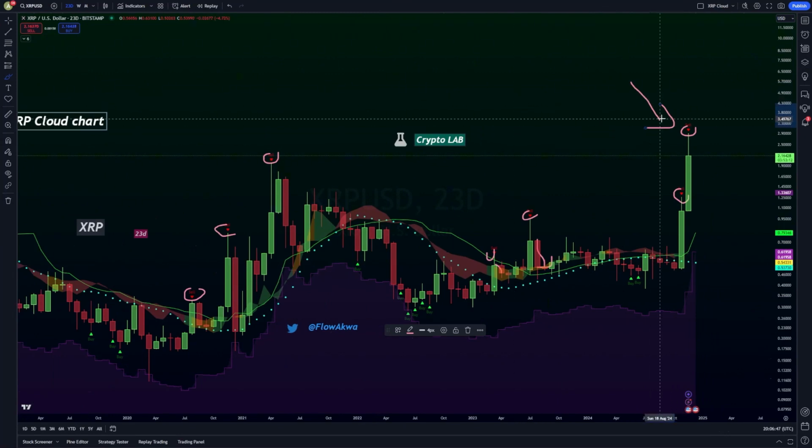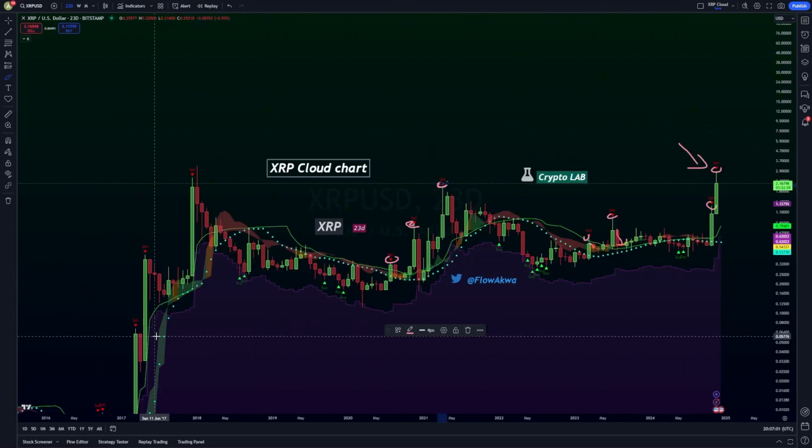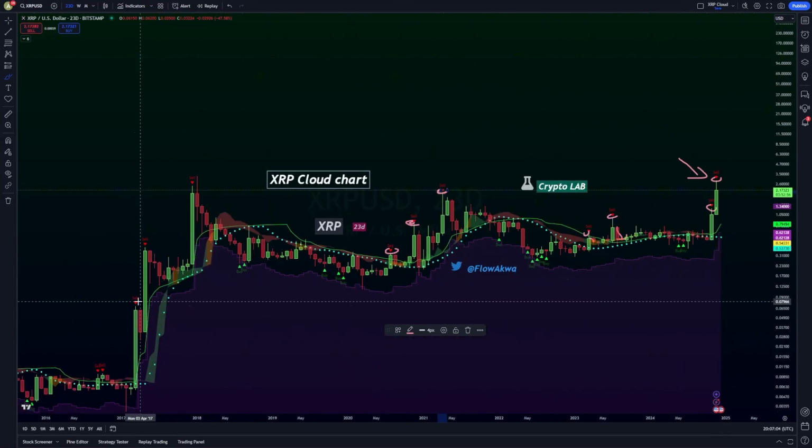And it doesn't mean that the bull market is over. I remind you that here we had a sell candle, here a sell candle. In the 2017 bull run, here, as you can see, we had a sell candle, but at the end, we still made a higher high until reaching this high. So despite the fact that we have a sell candle just right here, XRP is still in a bull run.